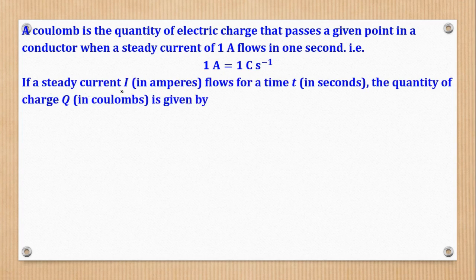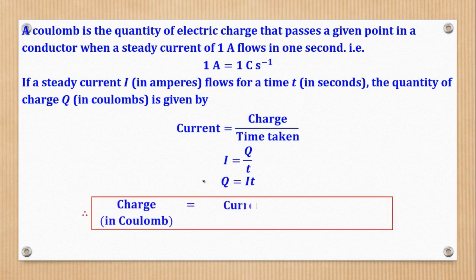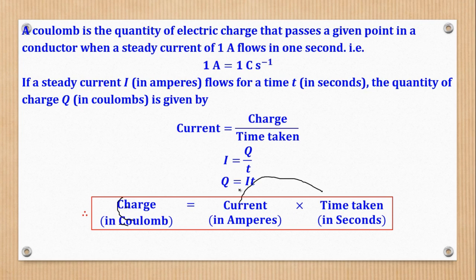If a steady current I in amperes flows for a time t in seconds, the quantity of charge can be given as follows. Remember the definition from current: current is I, charge is Q and time taken is t. When I rearrange, I come up with Q is equal to I t. Therefore, we can summarize by saying that if charge is in coulombs, current is in amperes and time taken is in seconds, then charge is equal to current times time taken.